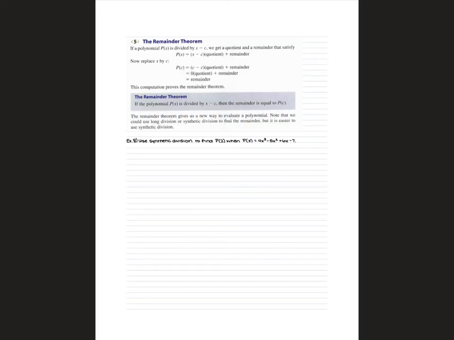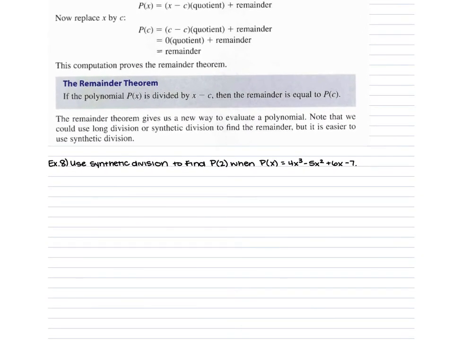For our last example, we're going to be using synthetic division to find if P of something is a solution, or what the solution is of P of whatever is given to us when given a polynomial. So example 8 tells us to use synthetic division to find P of 2 when P of x is equal to 4x cubed minus 5x squared plus 6x minus 7. This just means use 2, the number in P of 2, as the number in your box in synthetic division. Work out your synthetic division. Whatever your remainder is, that's your answer.